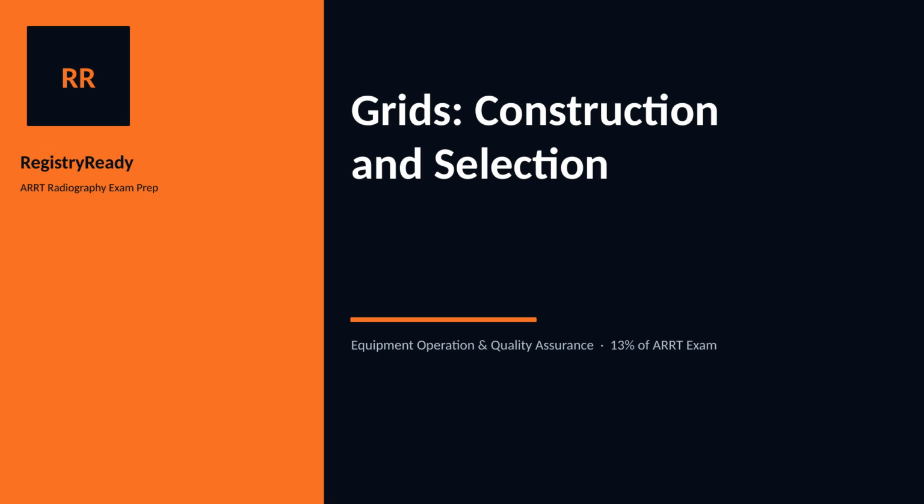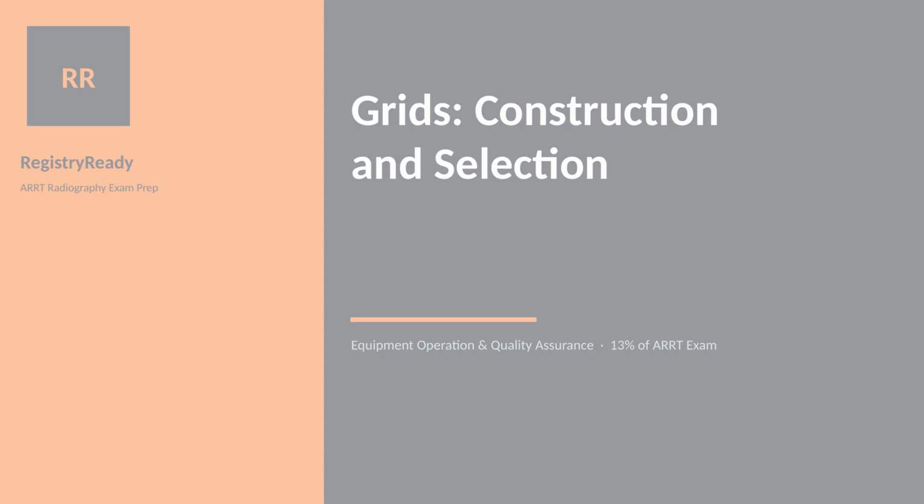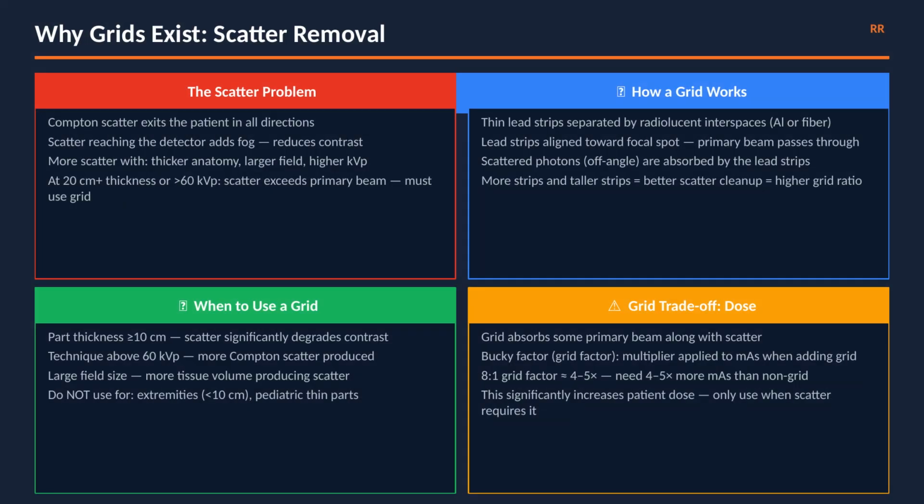In practice, 13 minutes. Compton scatter is the primary source of image contrast degradation in clinical radiography. When X-rays interact with the patient's tissue through Compton interactions, scatter photons travel in all directions, including toward the image receptor. Those photons carry no useful diagnostic information. They add fog, uniform gray overlying the entire image, that reduces the visible difference between adjacent tissues.